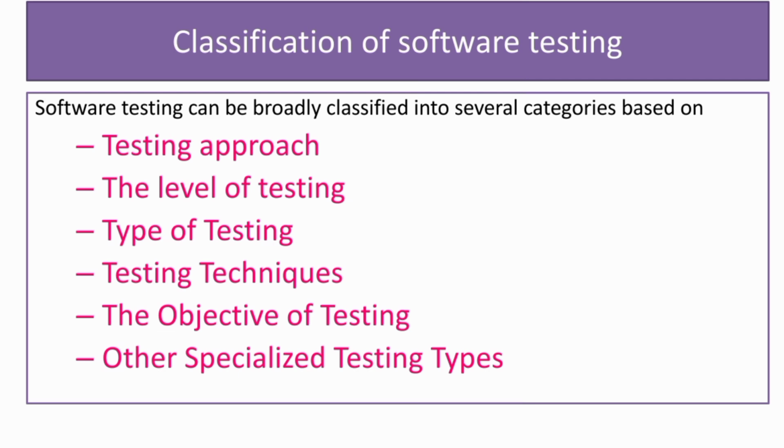The software testings can be broadly classified into several categories based on different criteria, such as testing based on the approach we are using, the levels of testing, the type of testing, and similarly the testing techniques and the objective of the testings, and other specialized types of testings. Like this, one can classify. Let us discuss one by one.